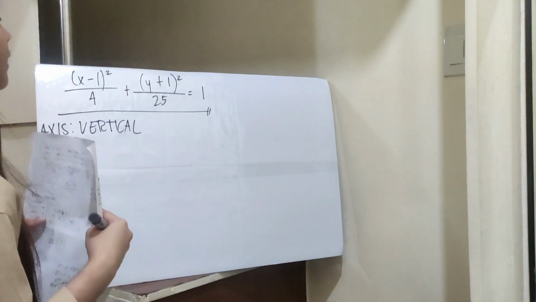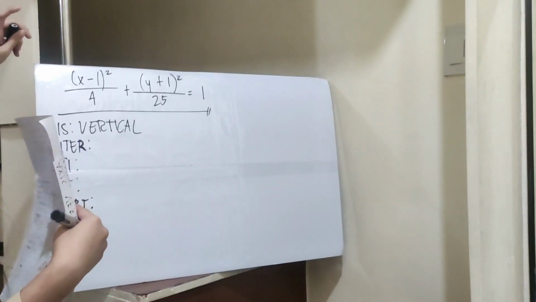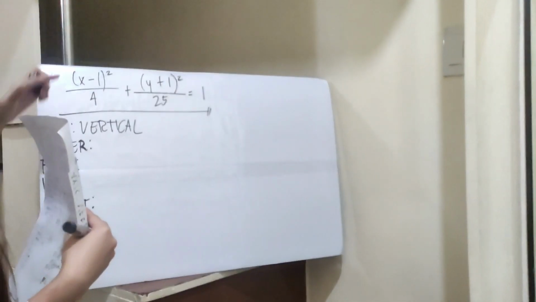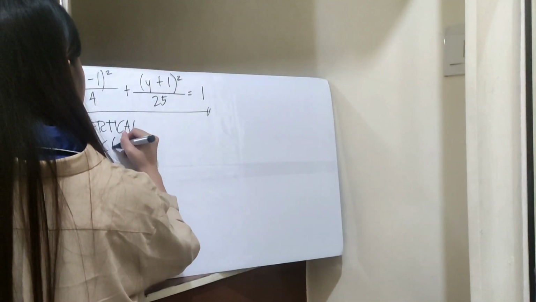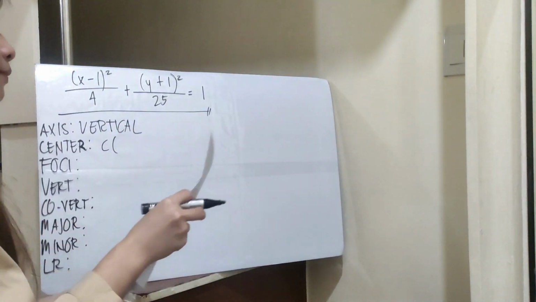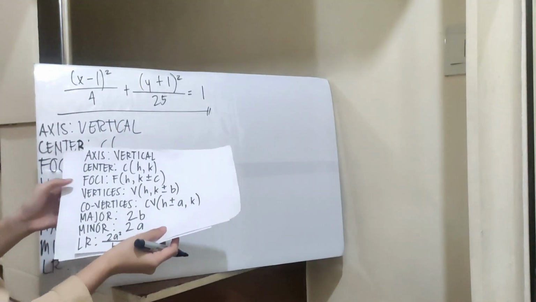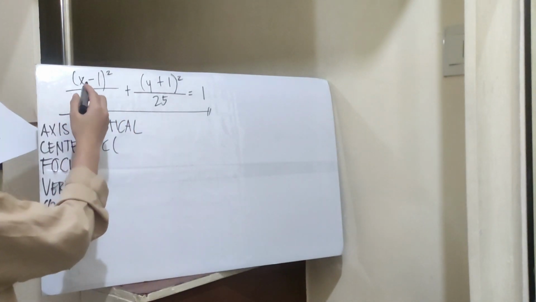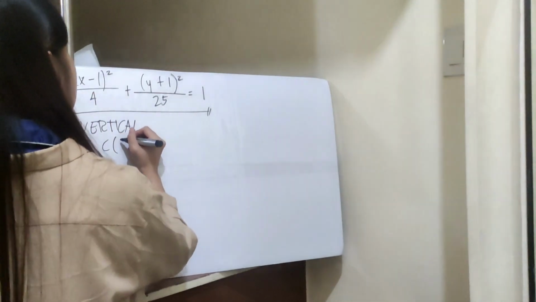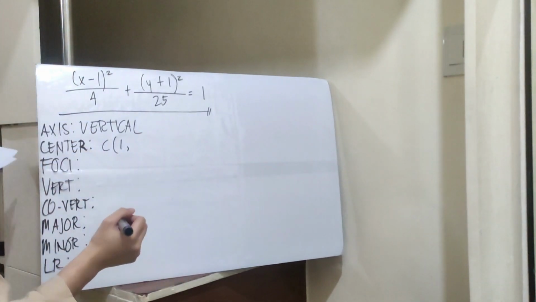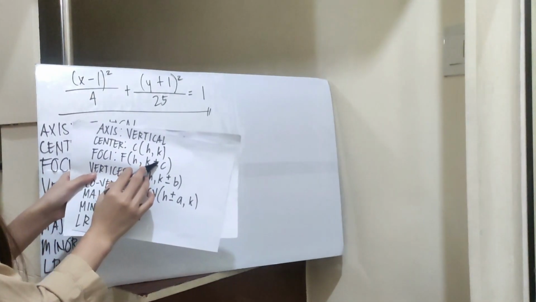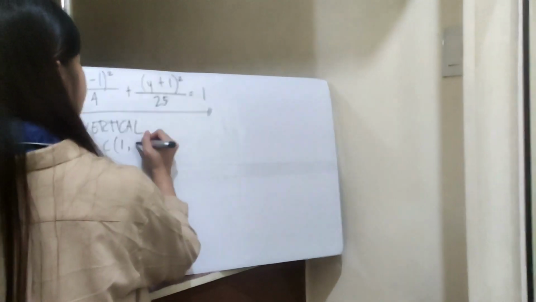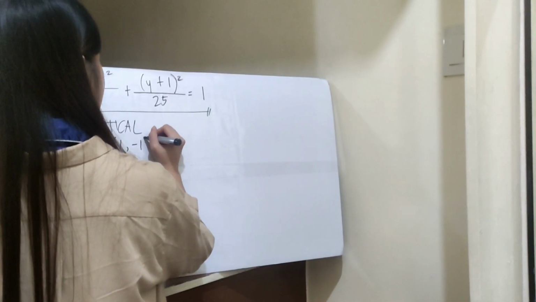Its center, we can tell by looking at the given x and y coordinates, the h and k from the properties we had earlier. Our h is the opposite of the sign in our x-coordinate, so it is positive 1, and then our k is the opposite of the sign in our y-coordinate, which is negative 1.